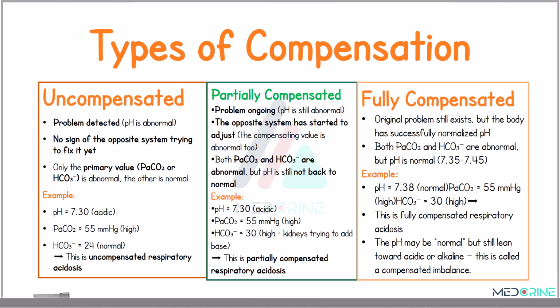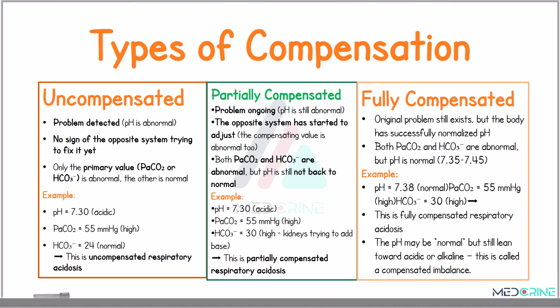value is normal. For example, we could have a pH of 7.30, which is an acidic state. Then we have a partial carbon dioxide pressure of 55, which is high, more than the normal ceiling of 45. And then we have a bicarbonate level of 24 milliequivalents per liter, which is normal. So in this case, we are having an uncompensated respiratory acidosis.